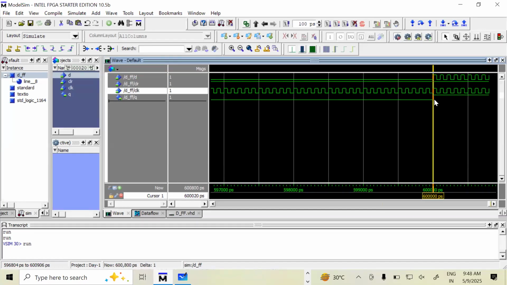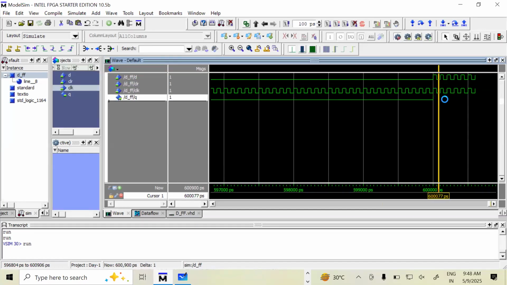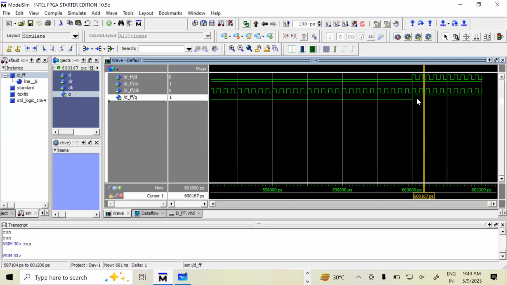Now try to see the changes here. See, the decision is taken at this positive edge. D is 1, and so the output is 1. It is retained till the next pulse. Even here D is 1, so the output is retained, and so the output is always 1.